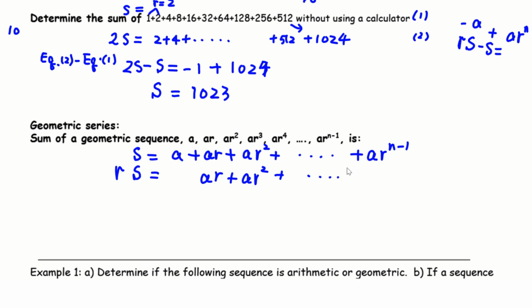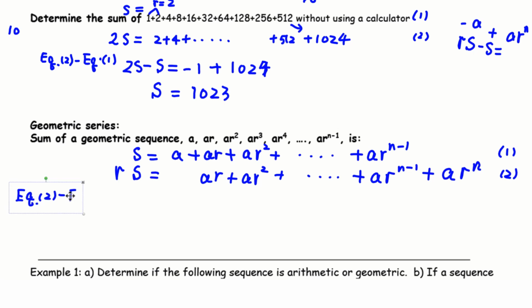The second last term times r gives you ar to the n minus 1, and the last term times r gives you a times r to the exponent n, because when multiplying, the exponents add: n minus 1 plus 1 gives you n. Then we subtract equation 2 minus equation 1, and we can cancel the n minus 1 middle terms out.